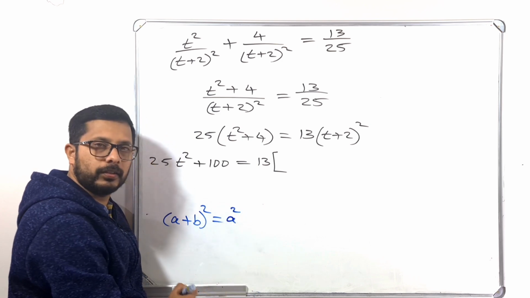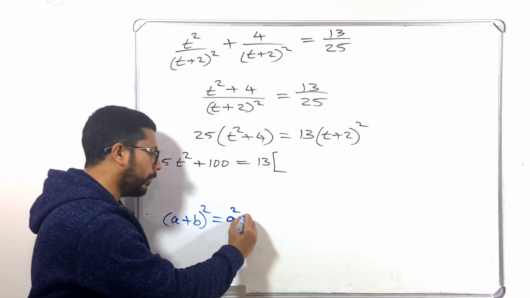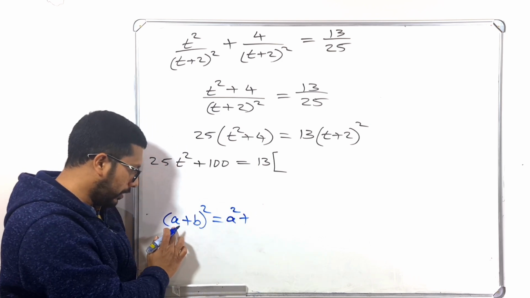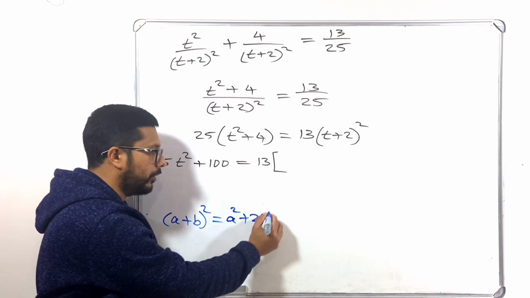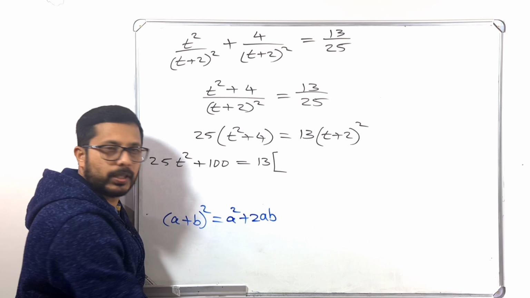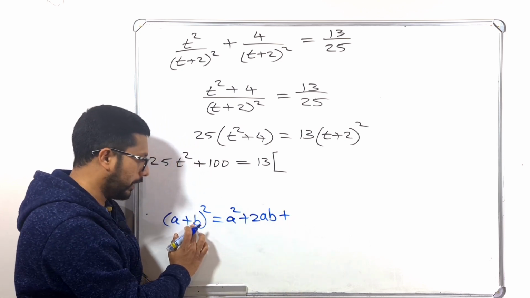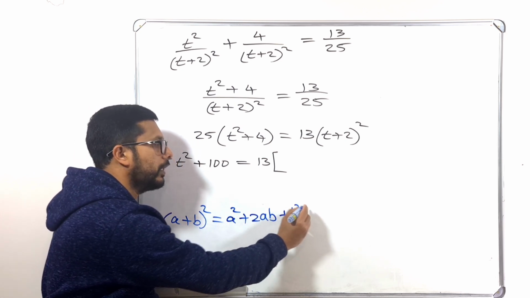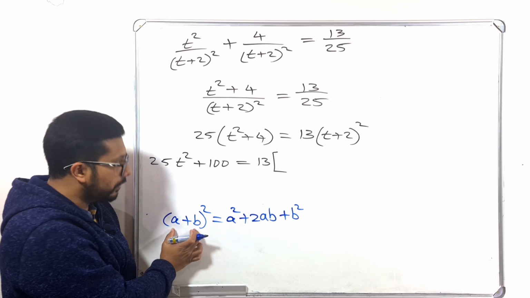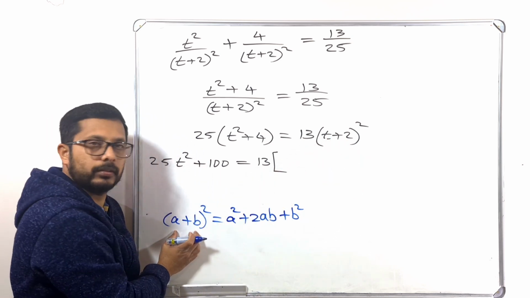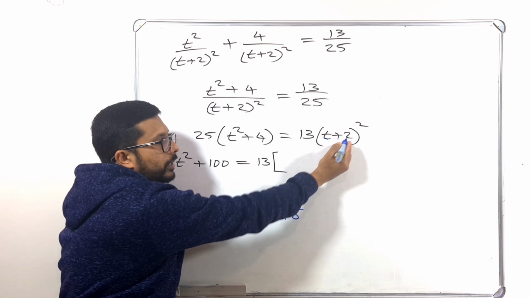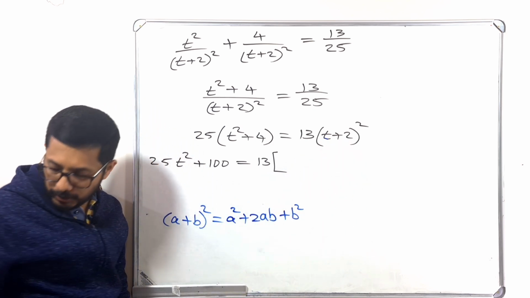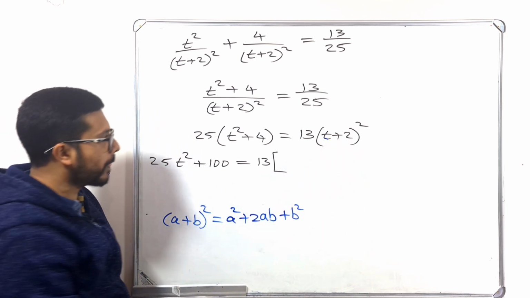a square, first term square, plus 2 into first term into second term, plus second term square, that is b square. Is it not like this one? Okay, so here the first term is t and the second term is 2. So try to expand like that.